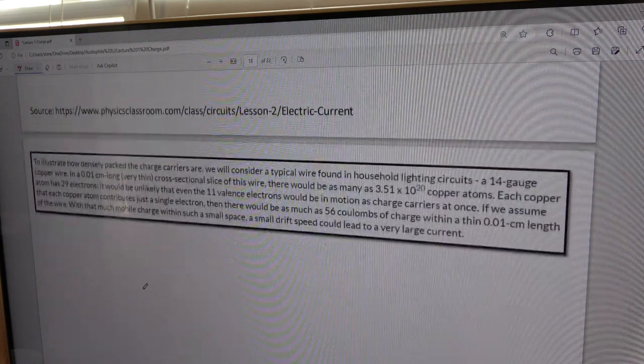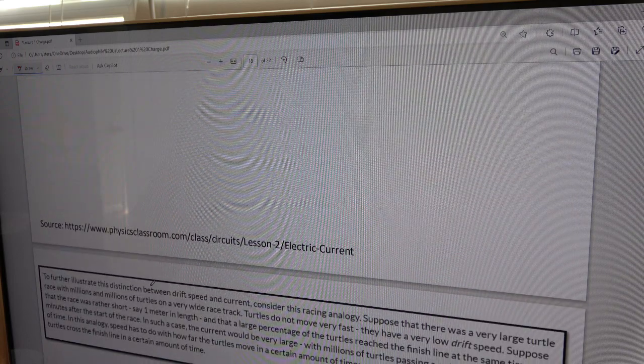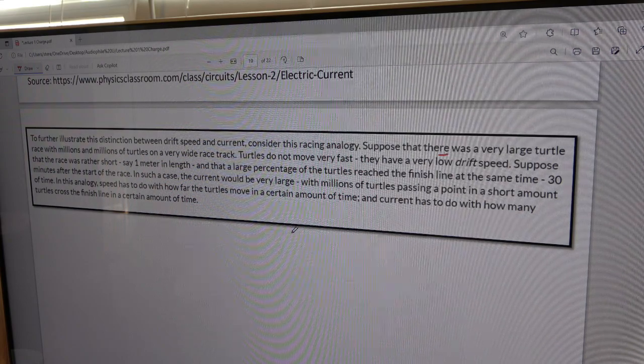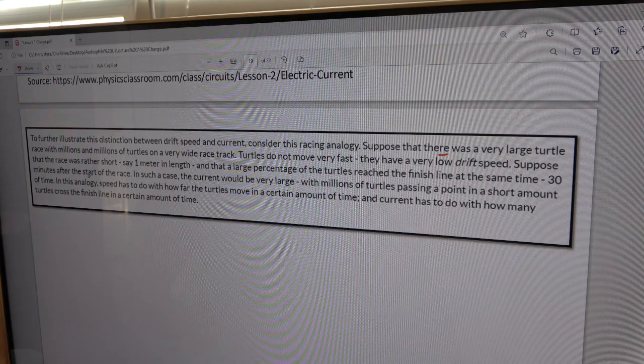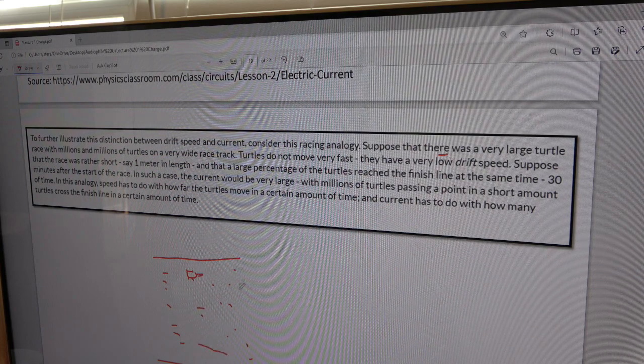They have a little analogy here. Let's see if there's an analogy here. Okay. So here's an analogy. I'm going to read this to you. Suppose there's a very large turtle race with millions and millions of turtles on a very wide racetrack, okay? So millions and millions of turtles, okay? They're all turtle, turtle, turtle. That's what I'm drawing. It's just millions and millions. And then here's the finish line.